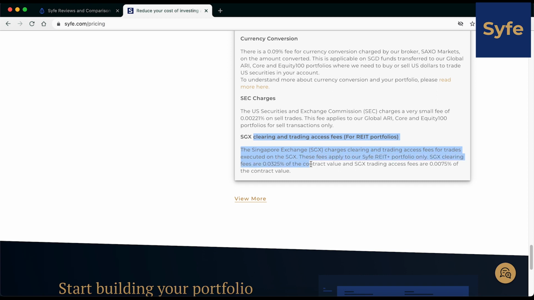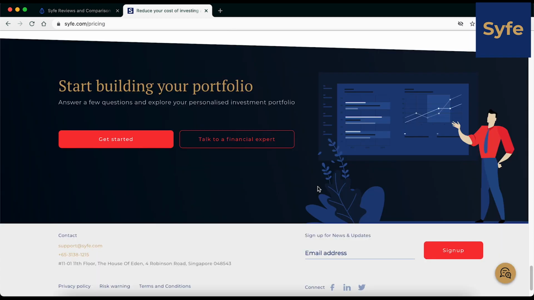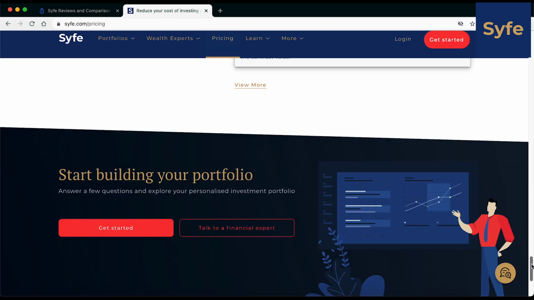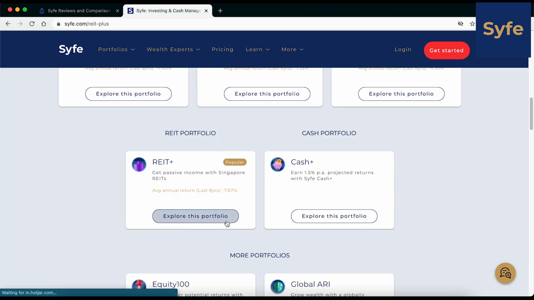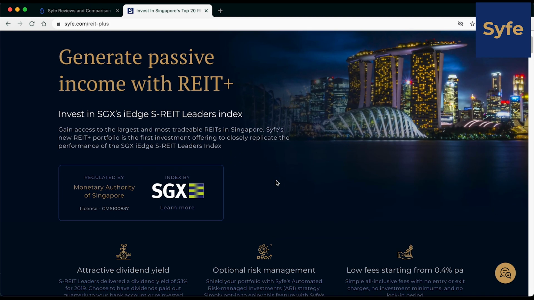So this is like the Singapore Stock Exchange. They charge this kind of fare. Start building your portfolio. Okay, so I'm interested to start building. But first I want to talk about their portfolio. So let's explore the REIT Plus portfolio.